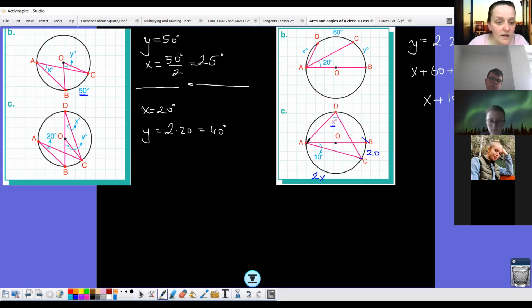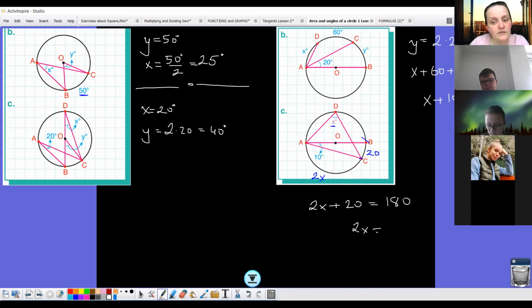But here, one more thing that we have, we know that this arc from A to B is 180 degrees, yes? It's a semicircle, so the diameter. So 2x plus 20 will be 180. Then 2x will be 180 minus 20, which is 160. Then x will be 80 degrees.